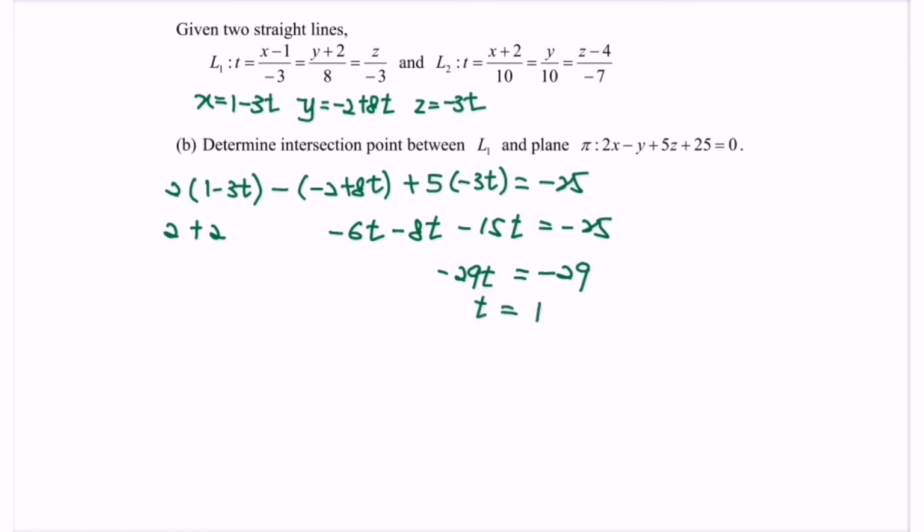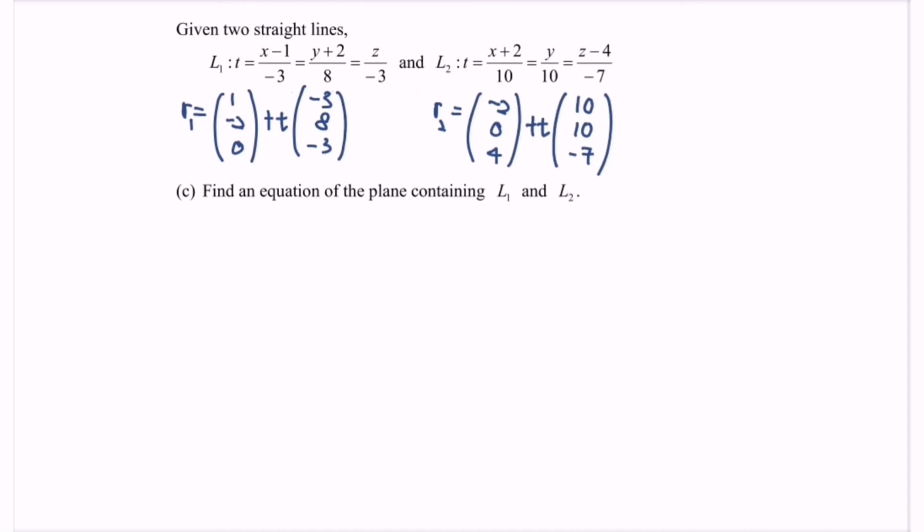Kindly substitute this value of t into the parametric equations so that we can get the values for x, y and z. So x equals negative 2, y equals 6, z equals negative 3. So the coordinate would be (-2, 6, -3), the point of intersection between L1 and the plane pi.